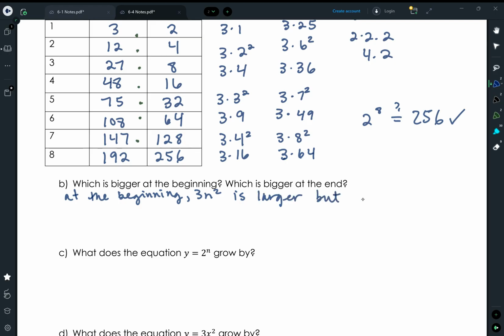but for larger values of n, 2 to the n is bigger. Okay, and maybe we want to put some real numbers on this. So what I can say is that I'm looking at from 1 through 7, right? It's always bigger. And then from 8 and up, it's not. So I think I'm going to say larger values of n.